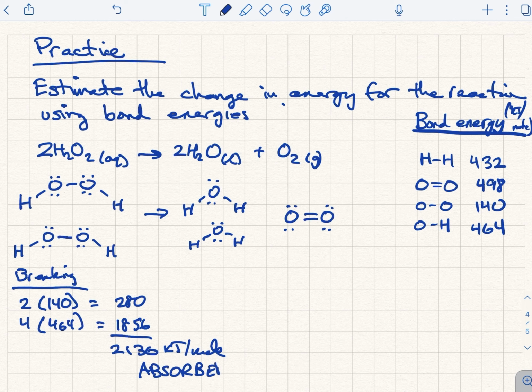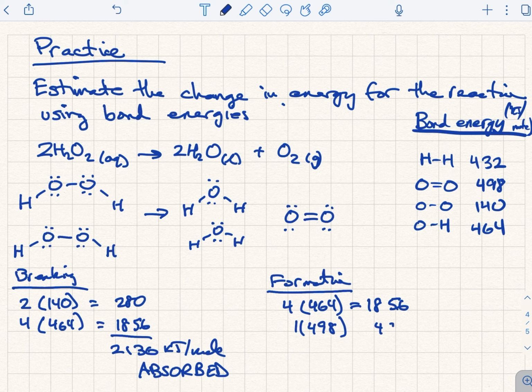And then over here on the formation side, what do we got? We've got 4 of the O to H bonds from the waters, which I happen to know is 1856. And then we have 1 of the O to O double bonds. So that's 1856 plus 498. So that's overall 2354 kilojoules per mole getting released.